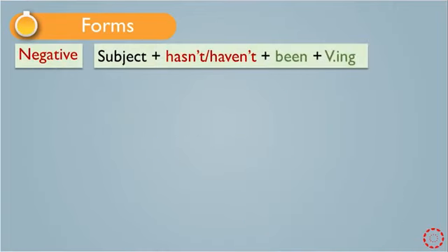What about the negative form of present perfect continuous? We just add not to the verb to have, which is has and have, and they become has not or have not. And also we can use the contraction form of them. You can say hasn't and haven't, and then we have been plus verb-ing.